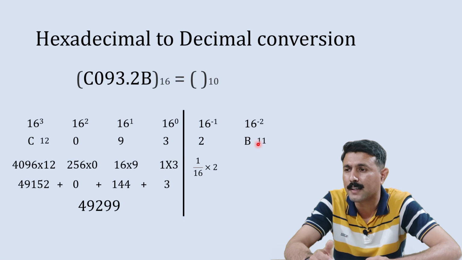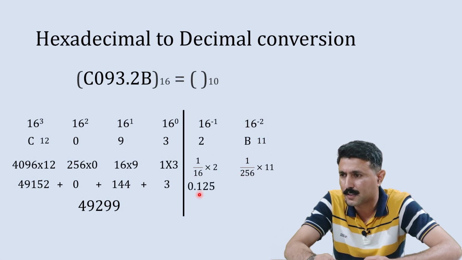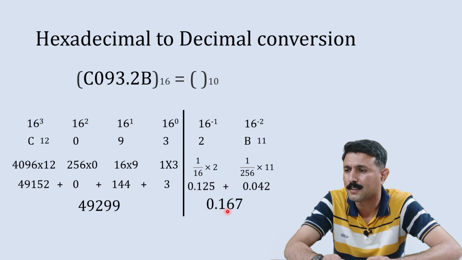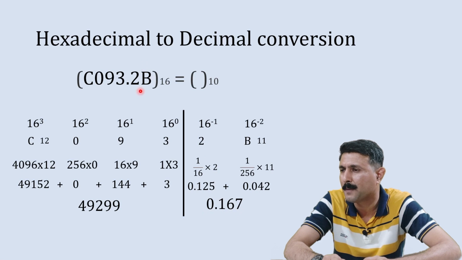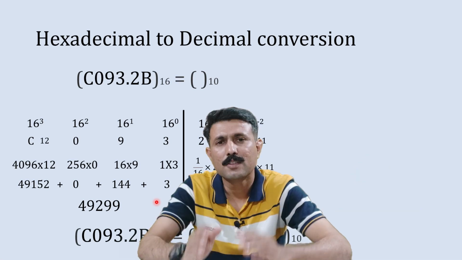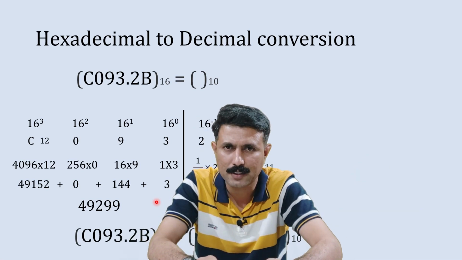But B is equivalent to 11 in decimal. So you're supposed to multiply 1 upon 16 raised to 2 with 11. So 1 upon 256 into 11. The answer of this is 0.125 and the answer of this is 0.042. And you're supposed to add both these numbers. So finally the answer is 0.167. This is the decimal equivalent to this hexadecimal number. And when you combine both these numbers, the answer is this. So this is how you can convert hexadecimal into a decimal number.